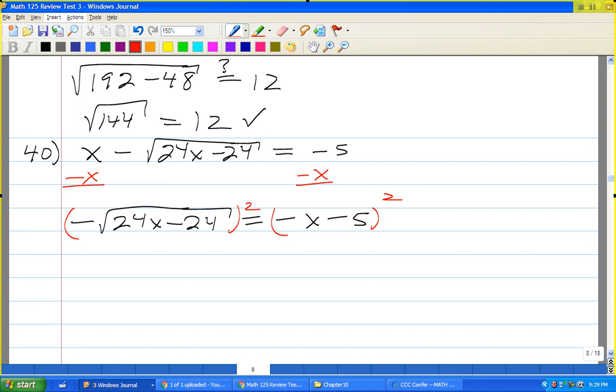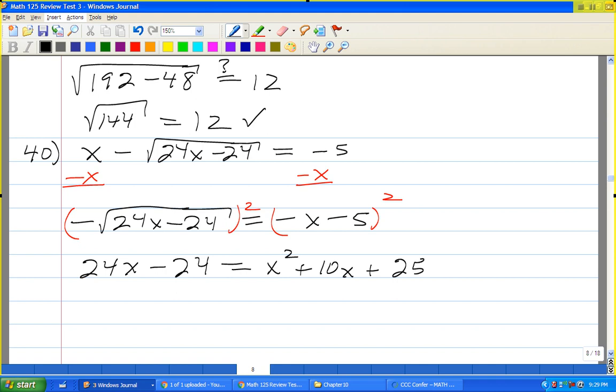Well, the square of a negative 1 is just 1. The square gets rid of the square root, so I just have 24x minus 24. Let's square the right-hand side of my equation. Well, this is a perfect square trinomial. Negative x quantity squared is x squared. Negative x times negative 5 times 2 is a positive 10x. Plus a negative 5 quantity squared is 25.